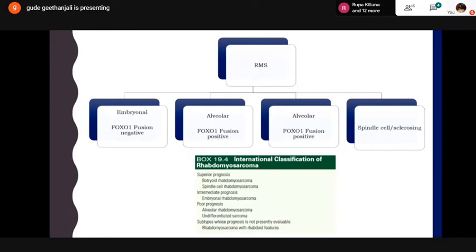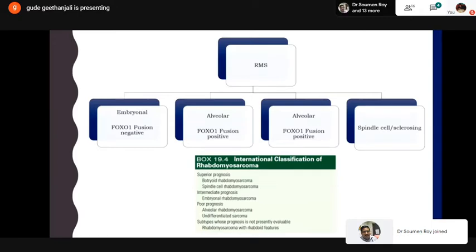So if we see subcategories of rhabdomyosarcomas, we have embryonal rhabdomyosarcoma, which has an intermediate prognosis, but the botryoid variant, which I have described before, has a superior prognosis when compared to embryonal rhabdomyosarcoma. And there is alveolar rhabdomyosarcoma. It has a poor prognosis. And to categorize alveolar rhabdomyosarcoma, we should see the presence of FOXO1 fusion positivity. If there is a solid variant of alveolar rhabdomyosarcoma which is not showing FOXO1 fusion, then it has a prognosis similar to the embryonal rhabdomyosarcoma. And the spindle cell and sclerosing rhabdomyosarcomas again have different subtypes based on which the prognosis varies.